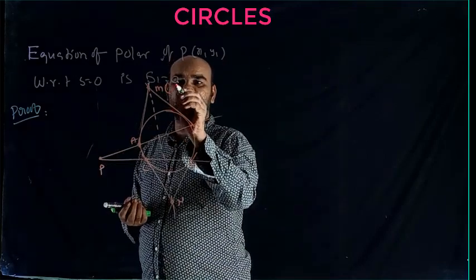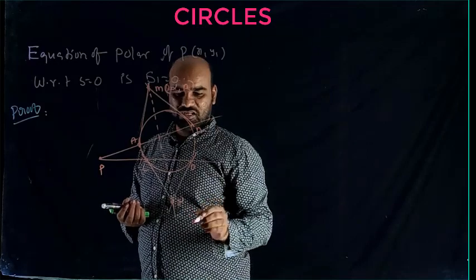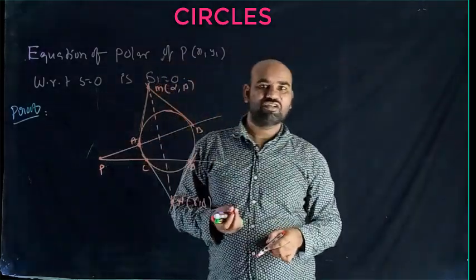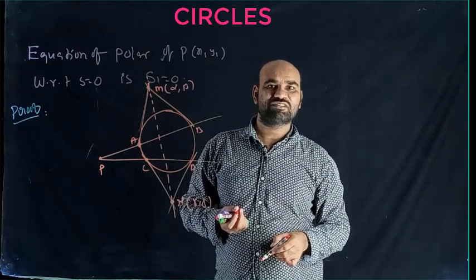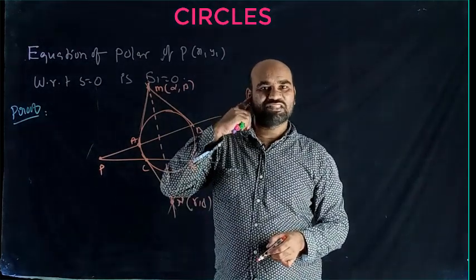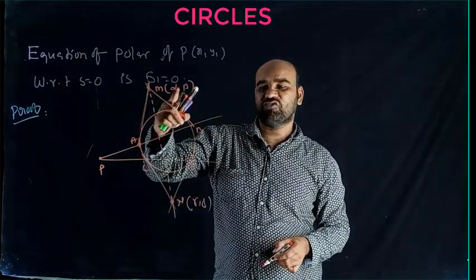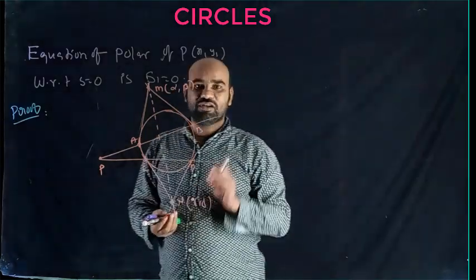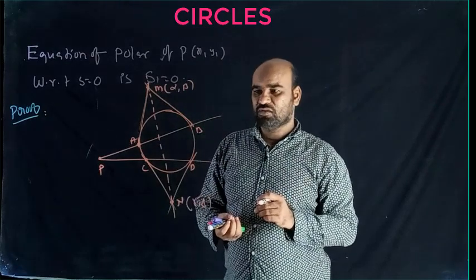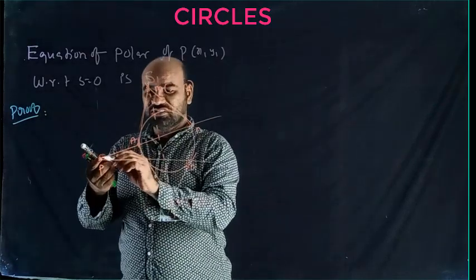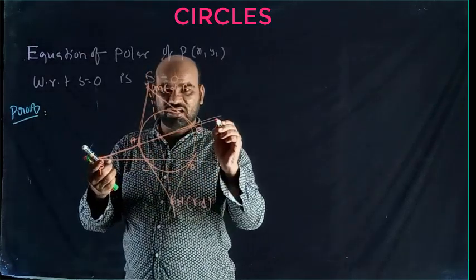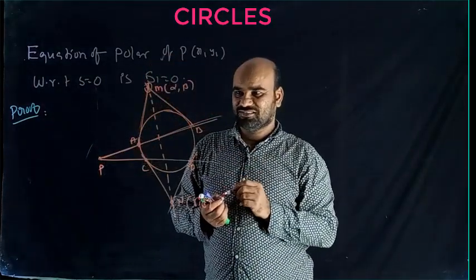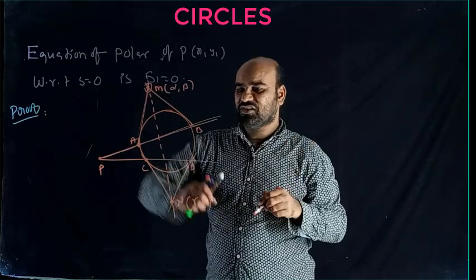Let M = (alpha, beta) and N = (gamma, delta). Now we want to show that xx1 + yy1 + g(x + x1) + f(y + y1) is satisfied by these two points. That is our plan. Important observation. This is the chord of contact of M. Observe. Recall the definition of chord of contact.